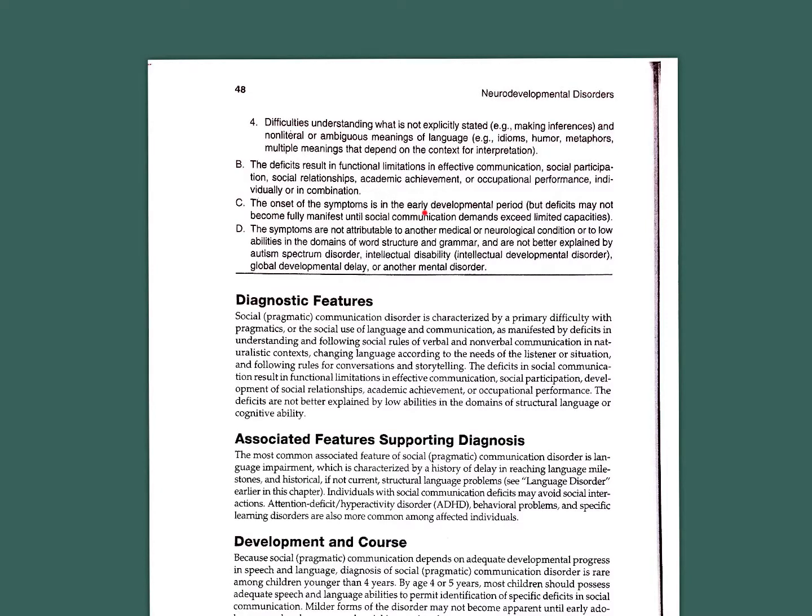Onset of the symptoms is in the early developmental period, but deficits may not become fully manifest until social communication demands exceed limited capacity. So again, as a child ages and more is expected of them as their peer group increases, that's probably when it becomes a little more apparent. And symptoms are not attributable to another medical or neurological condition or to low abilities in domains of word structure and grammar, and are not better explained by autism spectrum disorder or intellectual disability.